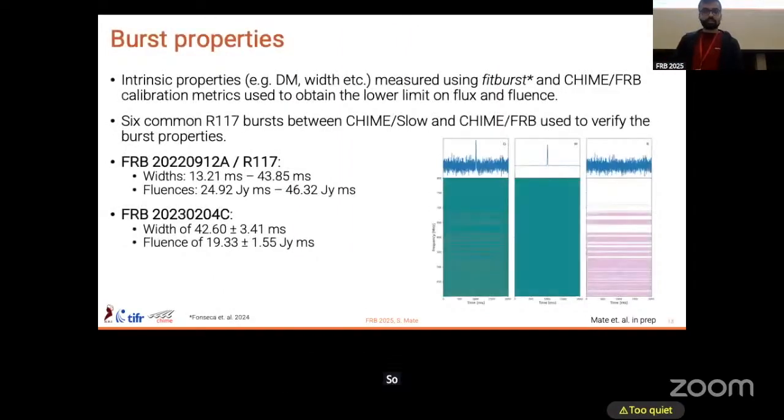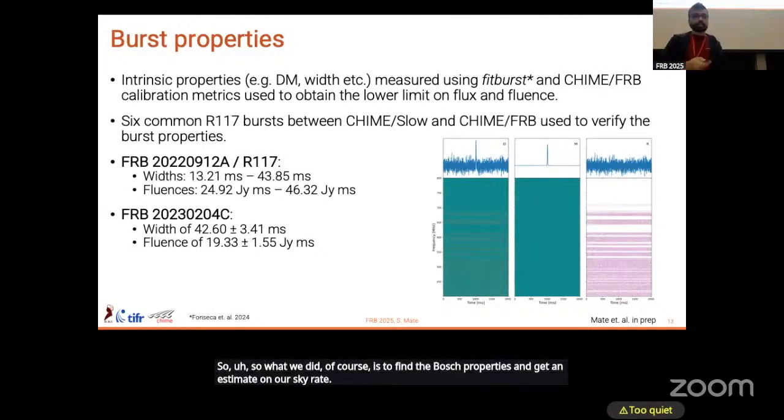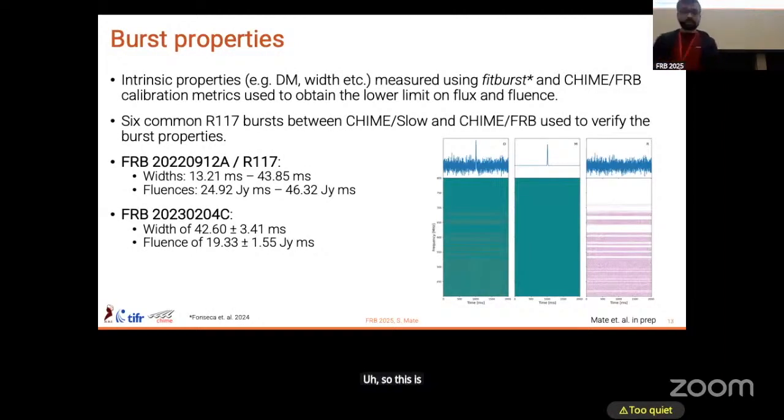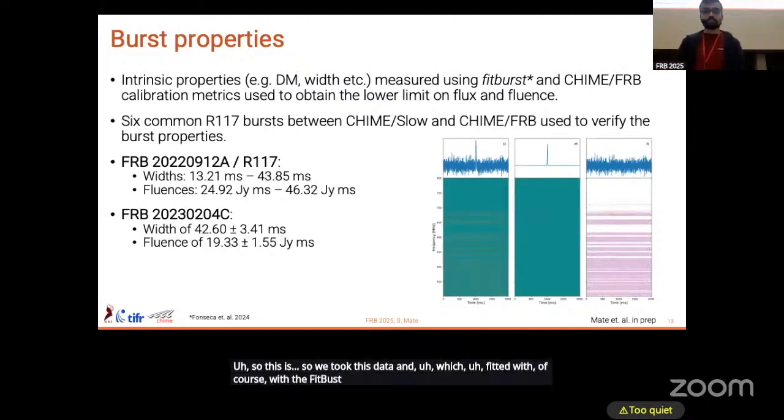So what we did, of course, is to find the burst properties and get an estimate of the all-sky rate. We took this data and fitted it with fitburst to get the basic parameters. This is just the one plot for one burst.